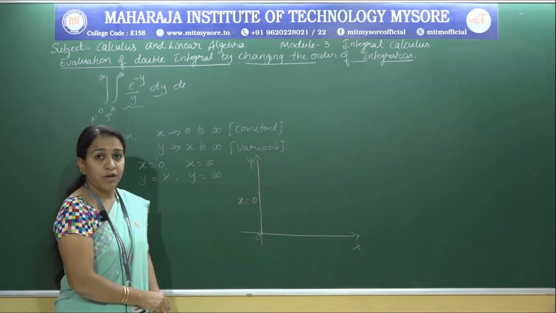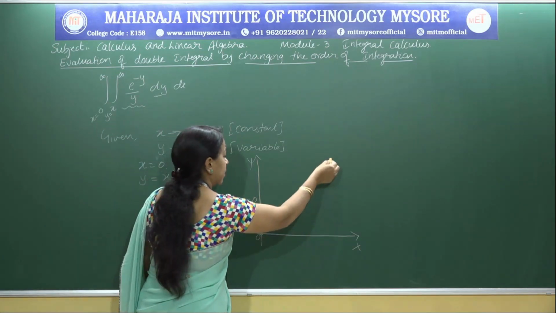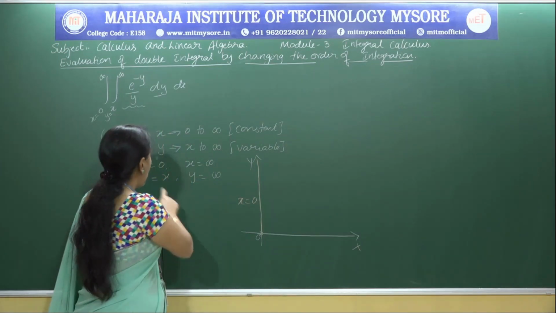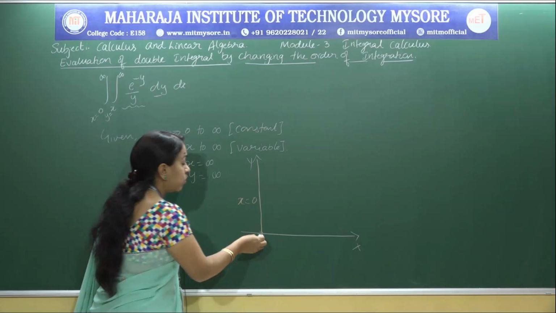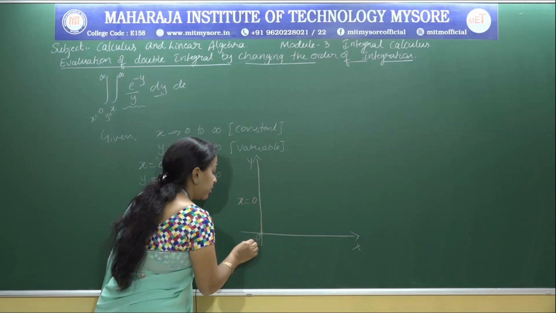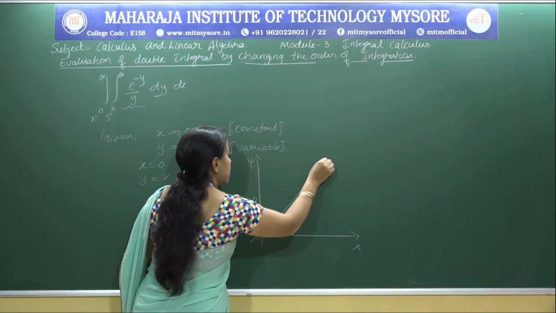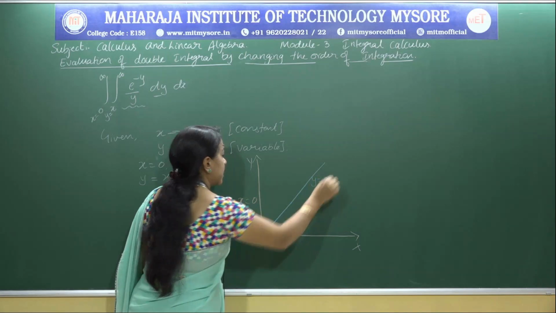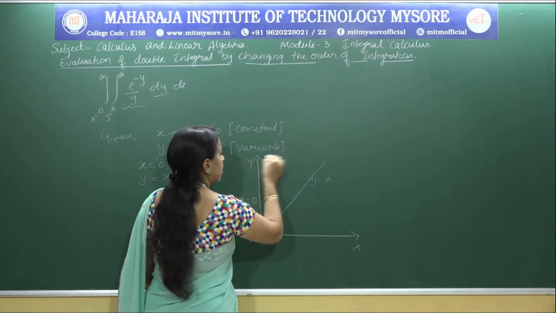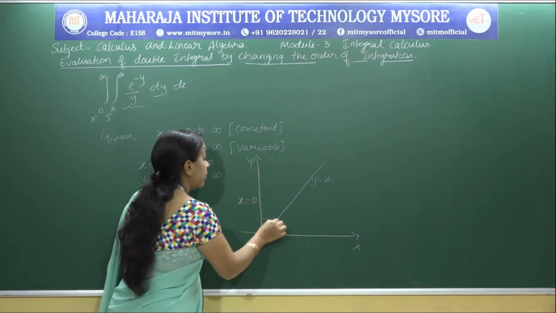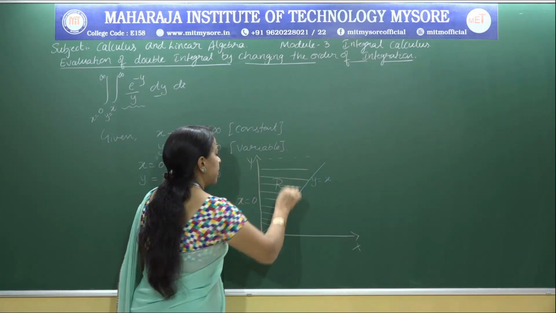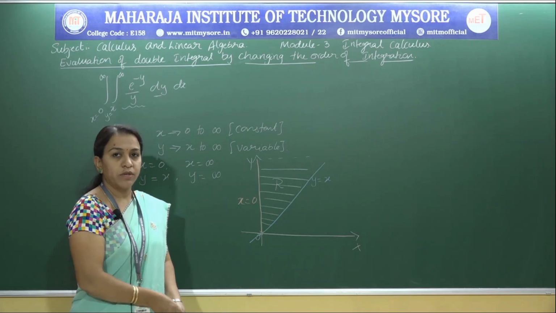Then x equal to infinity will be a line parallel somewhere here; I cannot mark that, right. Then y equal to x is the equation of a straight line passing through the origin. We know that this is our line y equal to x. So, y equal to infinity we will get somewhere here or somewhere there, right. So, this is our bounded region, right. This is the region bounded by the given curves.